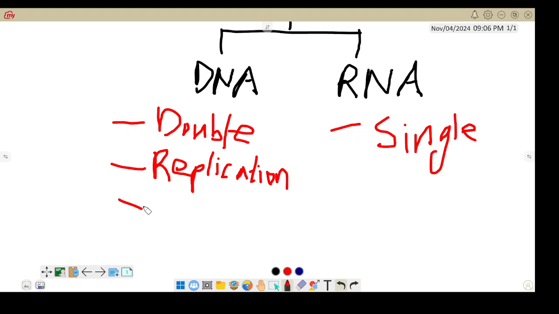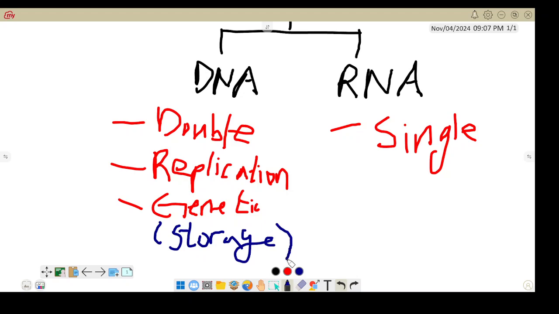and then there is also storage of genetic information. So genetic information is stored. Yeah, so storage. So under DNA, there is storage of genetic information. This is falling under DNA.